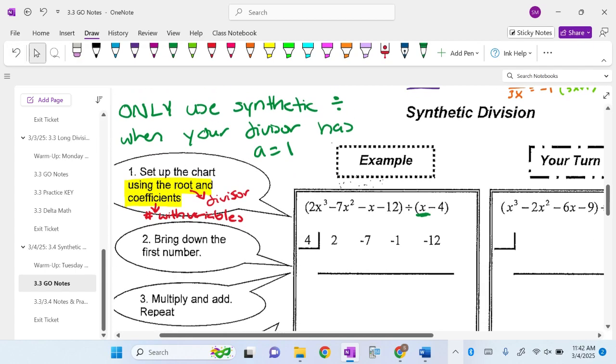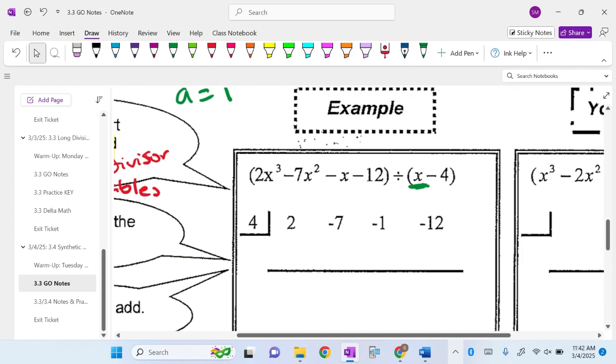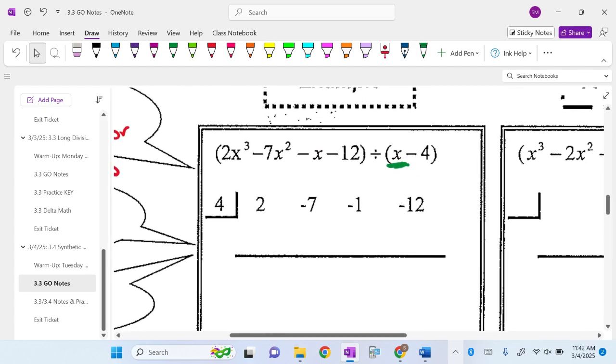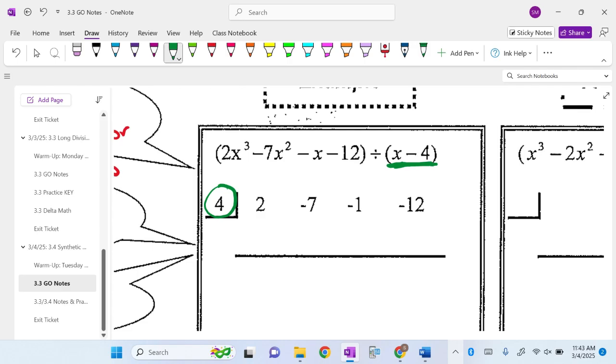So, first things first, they already set up the chart for us in the first example, but I want to show you how they got this 4. All right. So the first thing that they did is they took the factor that we're dividing by and they got the root from it. So remember back when we did 3.1, we were going from factors to roots, all right, or the factor to the x-intercept. How would you typically find that root? You would do what? Put it equal to 0, solve for x. So in this case, x would be equal to 4, all right? And that's what they put here.